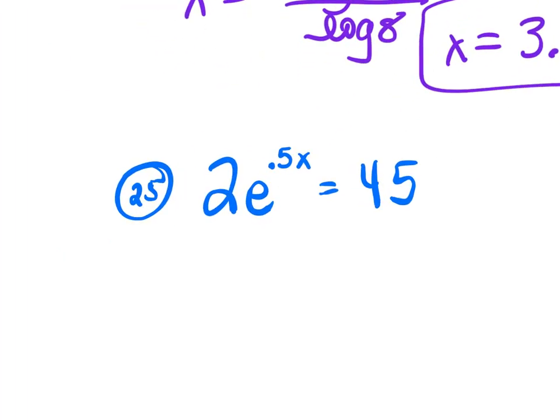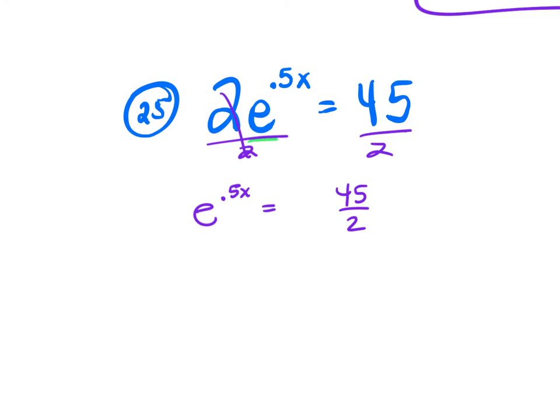In number 25, I'm starting off with e to the x, so I know that I need to get that by itself, and I'm eventually going to have to take the natural log of both sides. So the first thing I'm going to do is divide both sides by 2 to get my e all by itself. Now, you guys, in your calculators, you can leave this as 45/2. You can make it into a decimal if you want, whatever works for you.